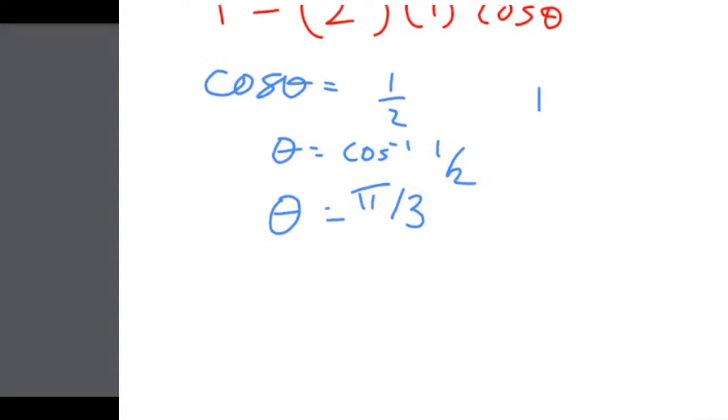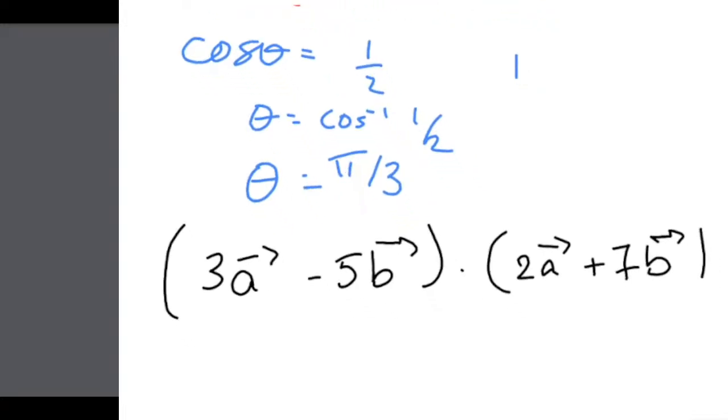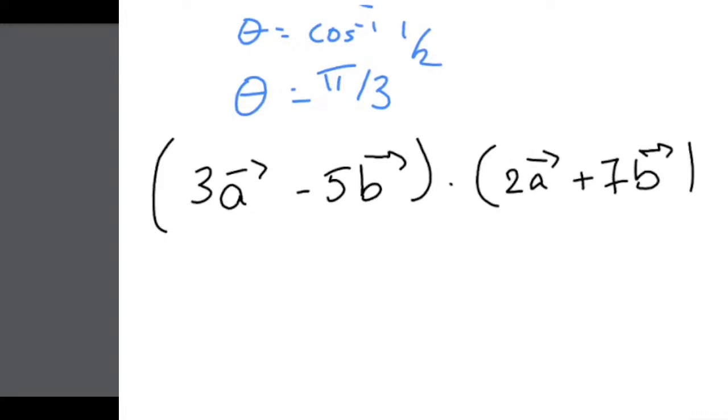And then okay, so theta is pi by 3. Next, what can we do? So what are they asking? 3a vector minus 5b vector dot product, so 2a vector plus 7b vector. Okay, yeah, I have an idea.